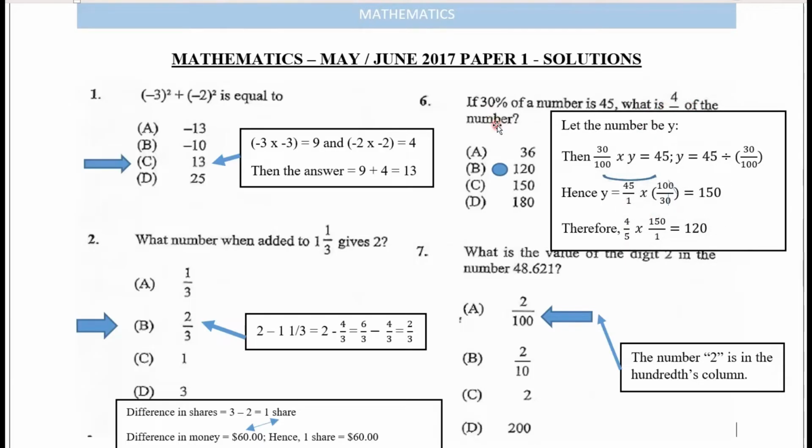Now again, 30% of some unknown number, let's call it y, is 45. What is 4/5 of the number? So let's find the number, which is y, and then we get 4/5 of that number. So it'll be 30% of y, which is the number, will give me 45. Now 30% is 30 over 100 by y will give me 45.